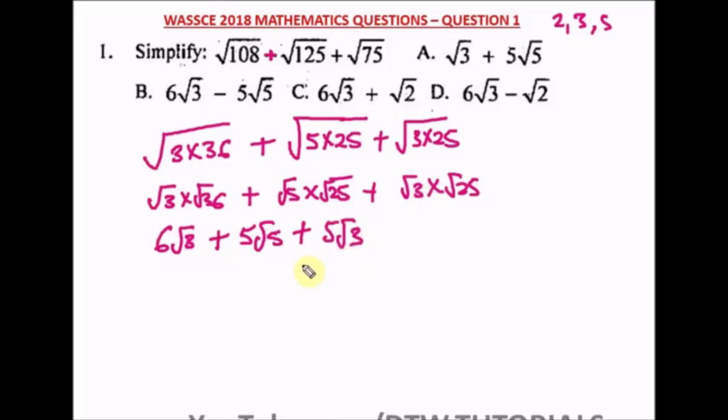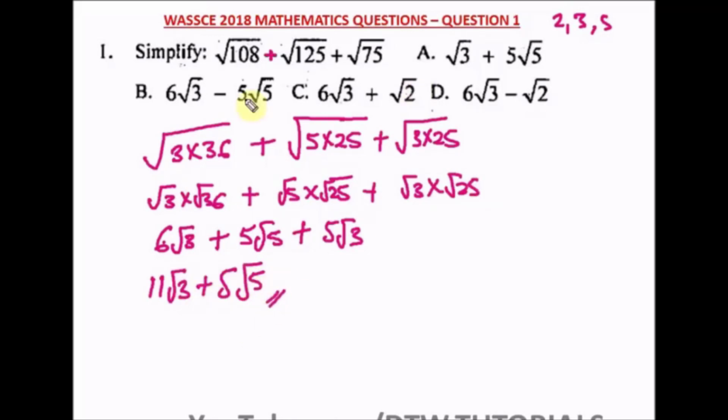Okay, so what do we add here? We can only add the square roots that are the same, the values of the square roots that are the same. So you have square root 3 here, and you have square root 3 here. So we're going to add up 6 and 5. Adding up 6 and 5, what do we get? 11. 6 plus 5 is 11. Then we have 11 root 3 plus 5 root 5. Okay, this should be our answer.